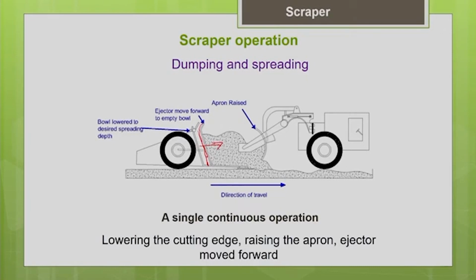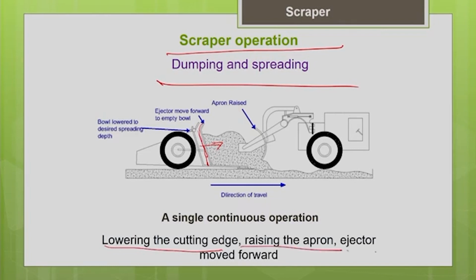One step I can do it. I can uniformly spread the material in windrows or spread it in uniform layers of required thickness. That is one advantage of the scraper: dumping and spreading can be done in one step. So you are going to lower the cutting edge, raise the apron, and the ejector is moved forward so that you can facilitate the outflow of the material out of the bowl.